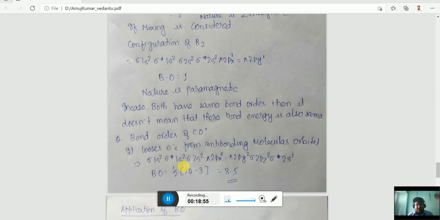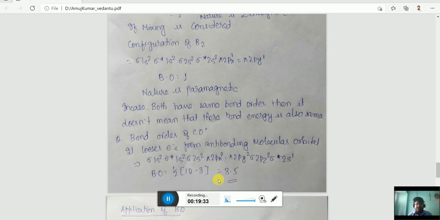It follows an abnormal trend. Its configuration will be sigma 1s2, sigma star 1s2, sigma 2s2, but sigma star 2s2 in this case, due to higher energy, it loses electrons from the anti-bonding molecular orbital, meaning it loses an electron from sigma star 2s1. The other pi 2px, pi 2py share 2 electrons, and sigma 2p 2 electrons, but in sigma star 2s1 they share only 1 electron, and the bond order in this case will be 3.5.